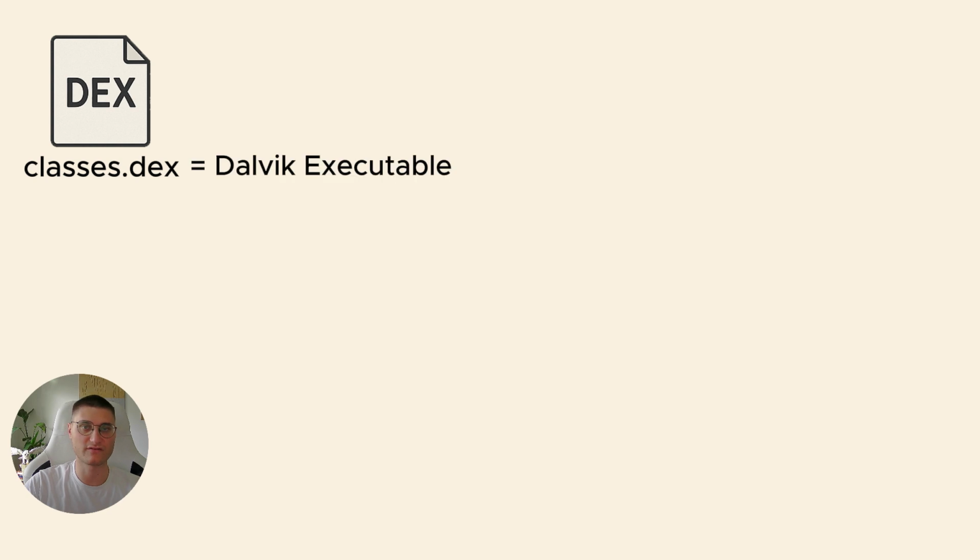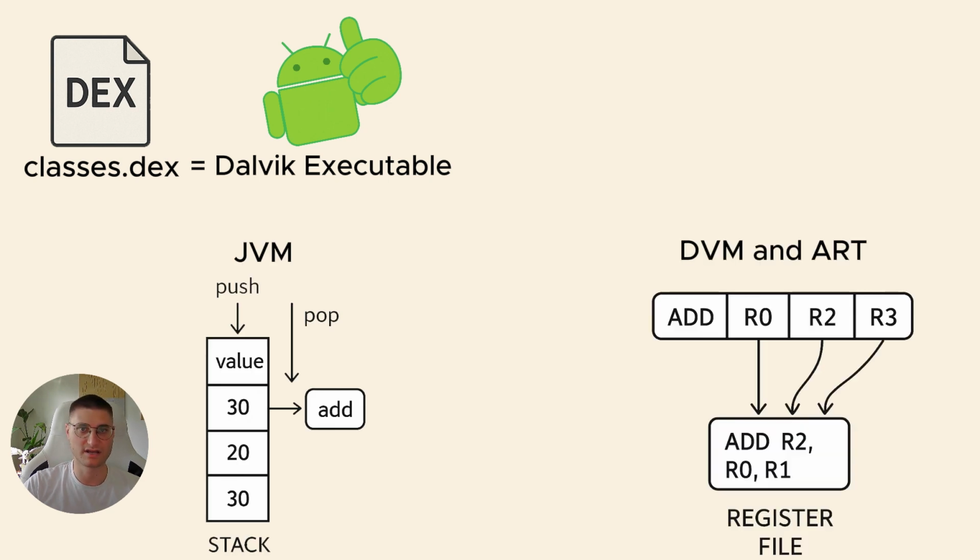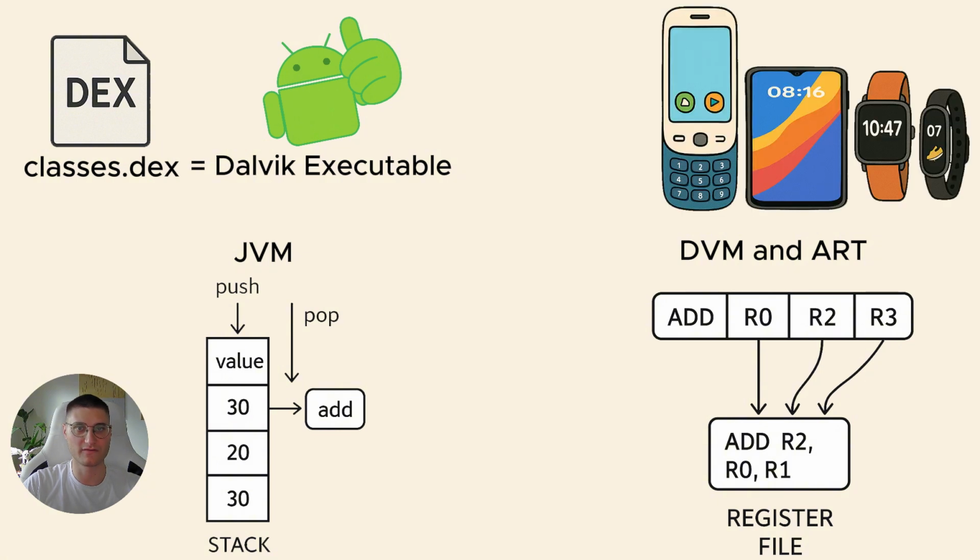Dex stands for Dalvik Executable, which is a special format optimized for Android. Unlike the JVM, which is stack-based, Dalvik and ART are register-based, meaning that they hold values in a fixed register instead of popping and pushing values from the stack. This makes Android apps run more efficiently on low-memory devices.